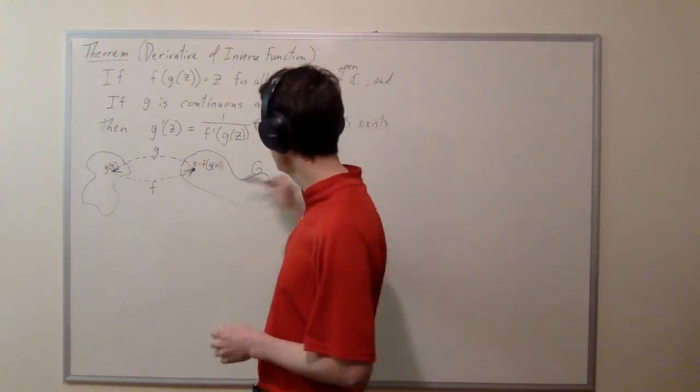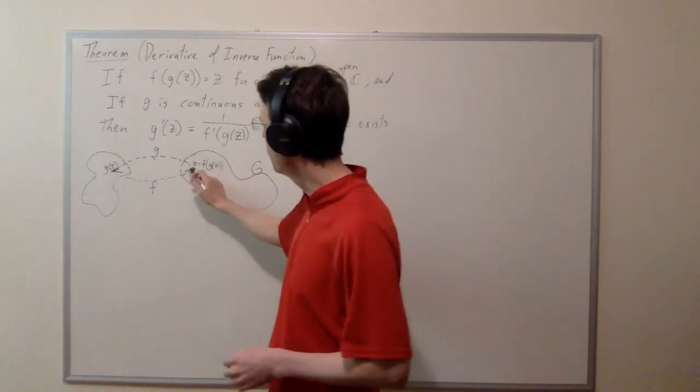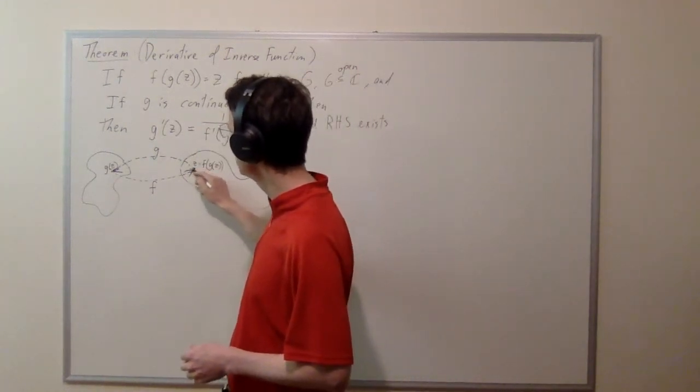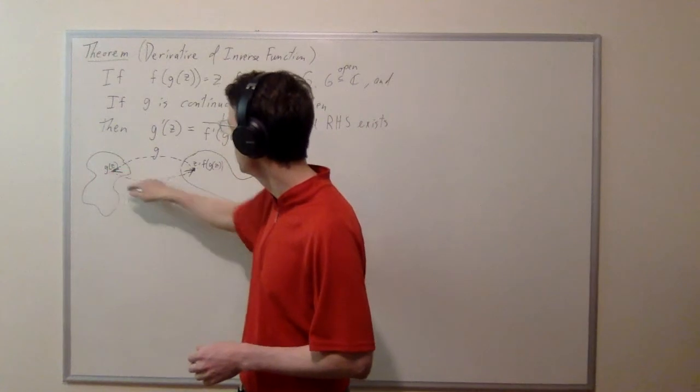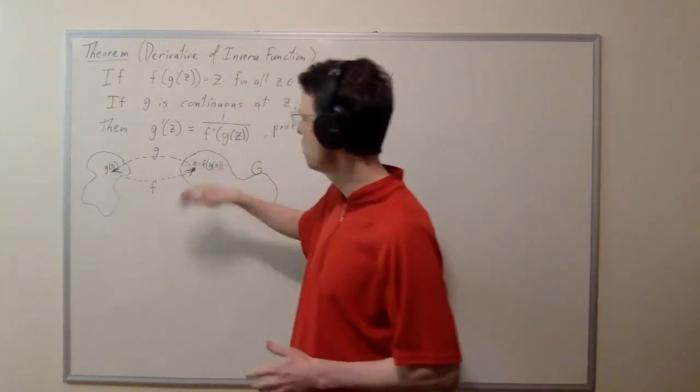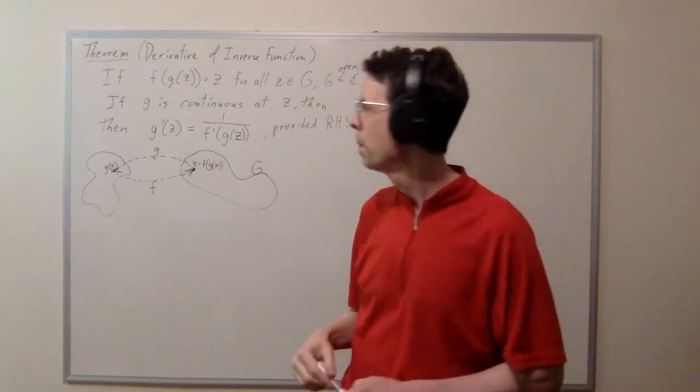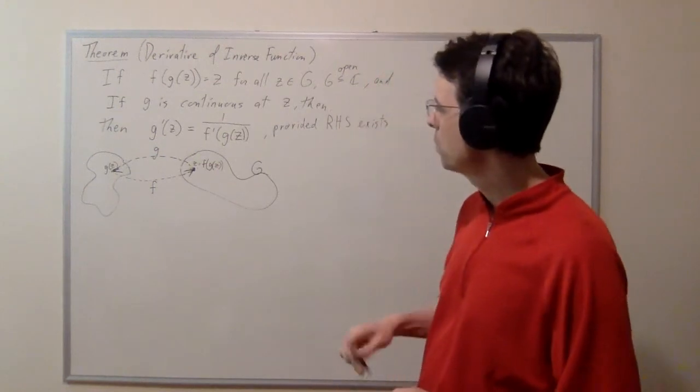And here's a little diagram of it. The set g is here. The inner function g maps any point z to a point g of z, and then the function f maps every point back to itself after doing that. So that's what we're going to prove here.